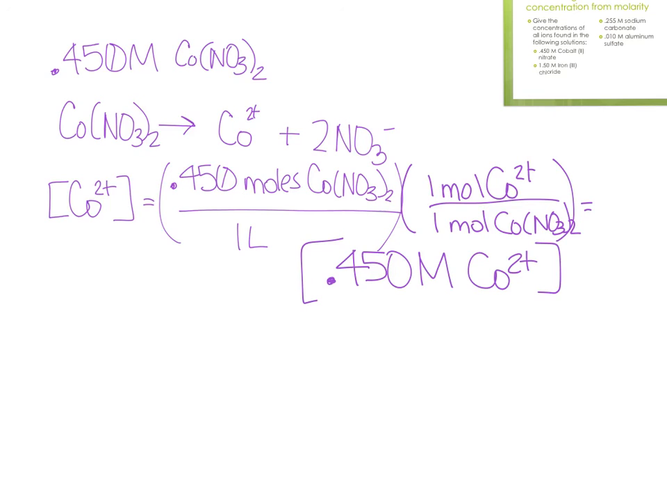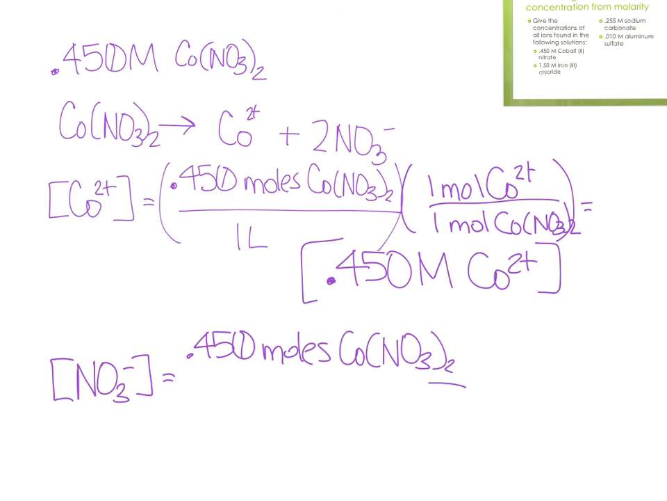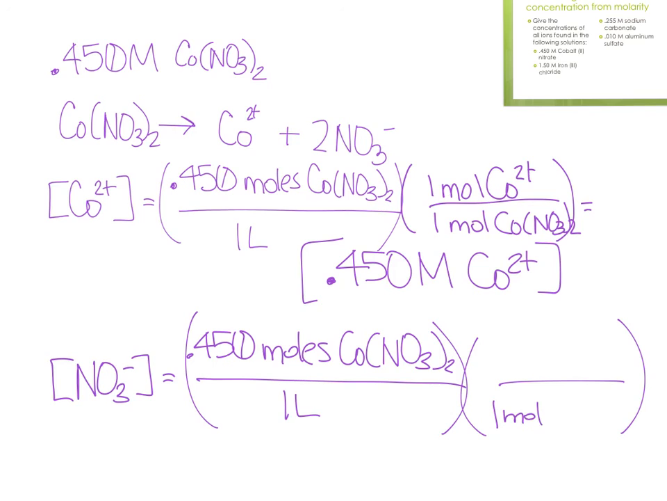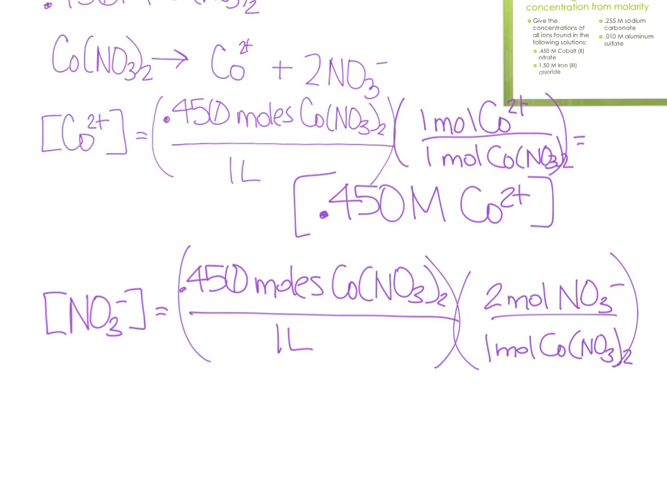So how am I going to find the concentration of the nitrate ions? The same way. So it's going to be NO3 minus, and I start with 0.450 moles Co(NO3)2 over 1 liter. In this case, though, I know that for every 1 mole of Co(NO3)2 I have, how many moles of nitrate do I have? 2 moles of nitrate. So what's the concentration of nitrate in this solution? 0.900 molar NO3 minus.